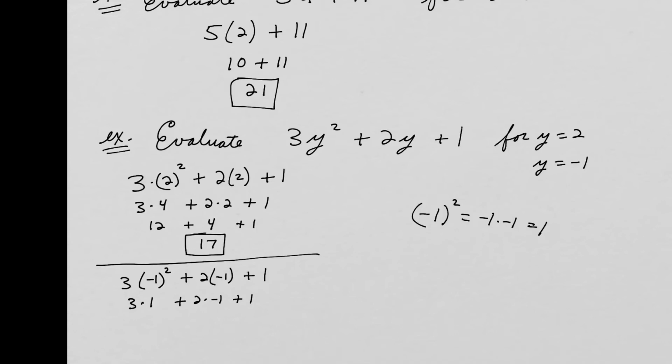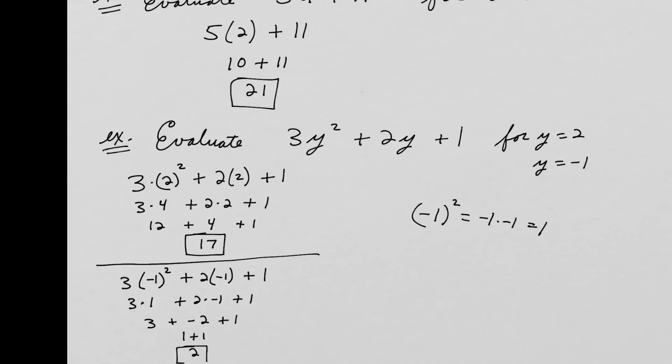Now I can do the multiplication. So 3 times 1 is 3. 2 times -1 is -2. And then 3 plus -2 is 1. And then 1 plus 1 is 2. So that's equal to 2 in this case. So if I evaluate that polynomial for y equals -1, I plug in -1, and ultimately I'm going to get 2. And you just have to be careful with order of operations.